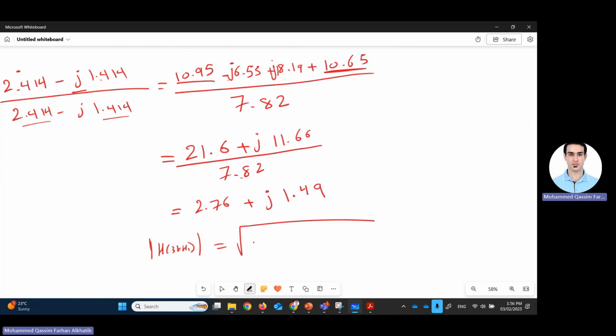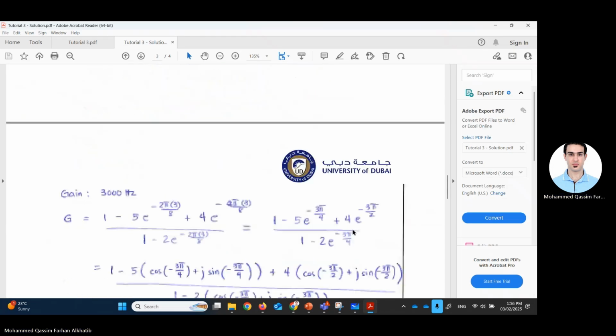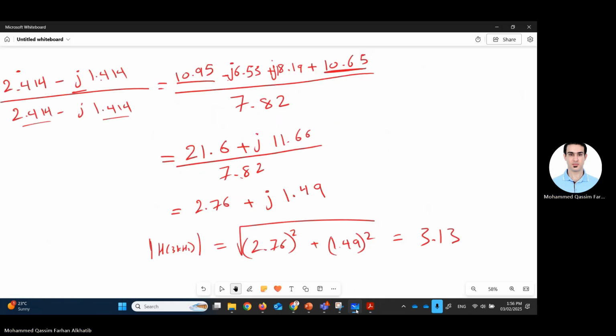square root of 2.76 squared plus 1.49 squared, 3.13. Okay, so let's see how it was solved there. Complex, and there we go. 3.14, 3.13 is no big deal. Yeah, 2.76, 1.5, and we did 1.49, so it's the same.